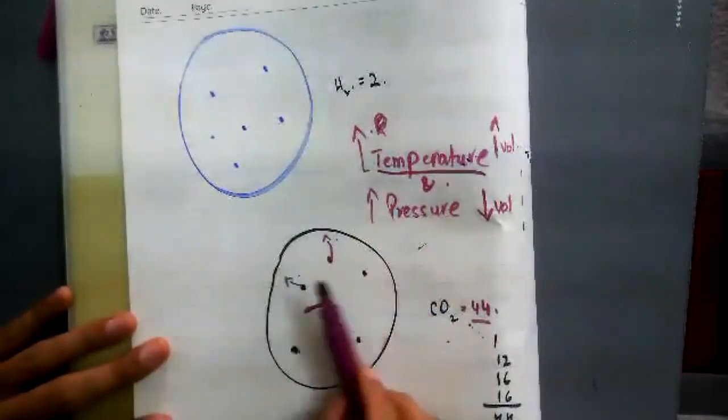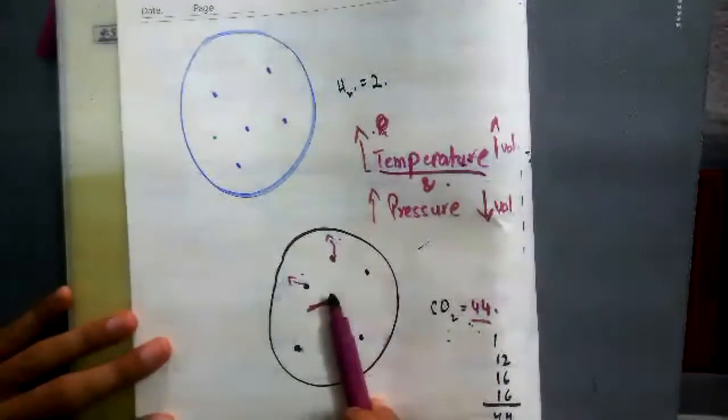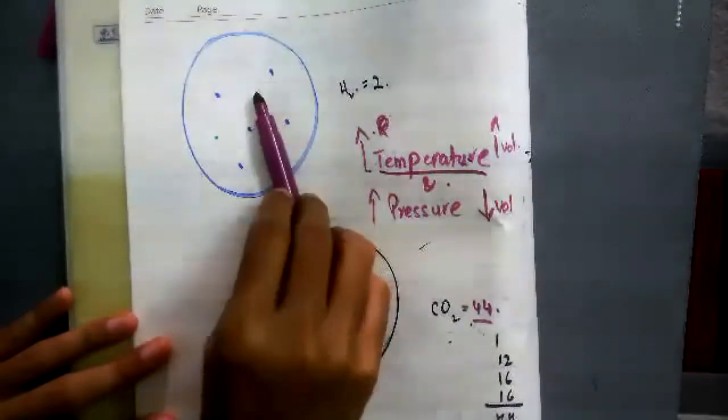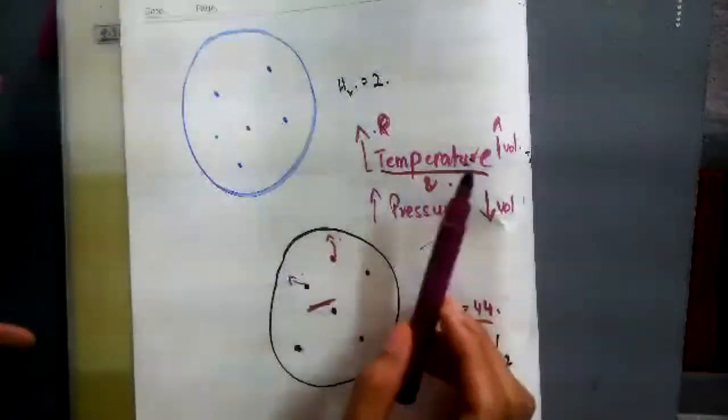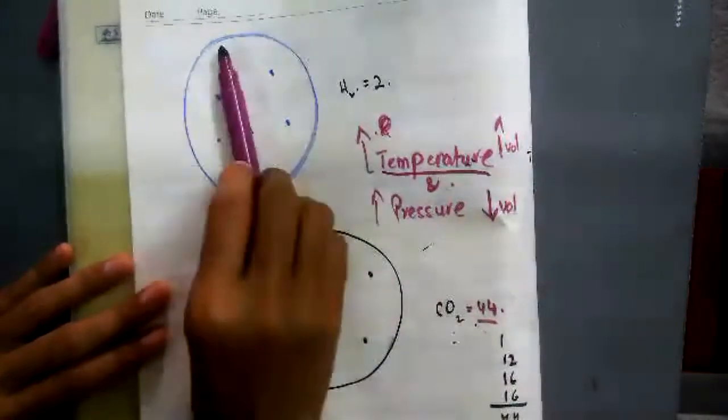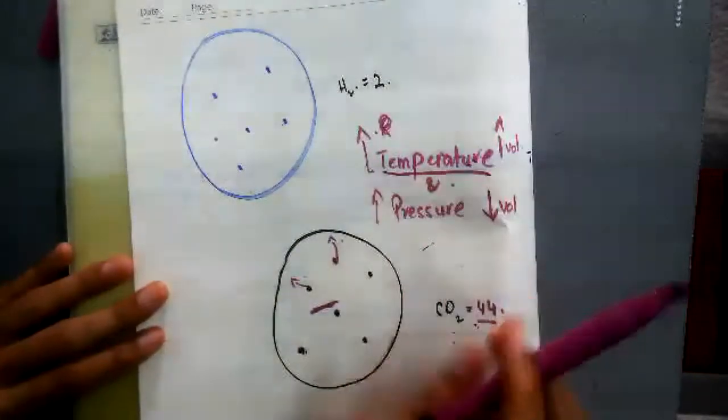Okay, so I hope you understood this. So this is why gases, no matter what type of gases they are, if they are at the same temperature and pressure and they have the same volume, they have the same number of particles.